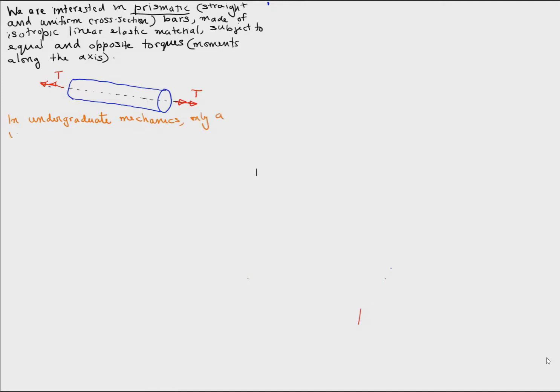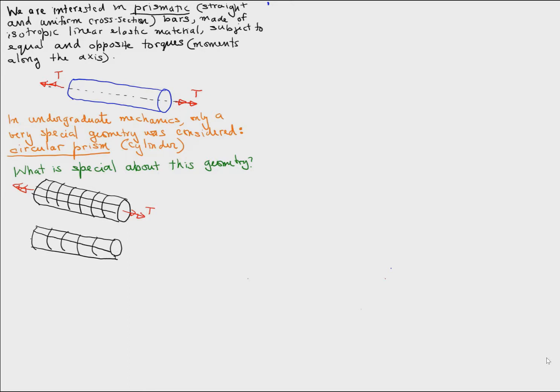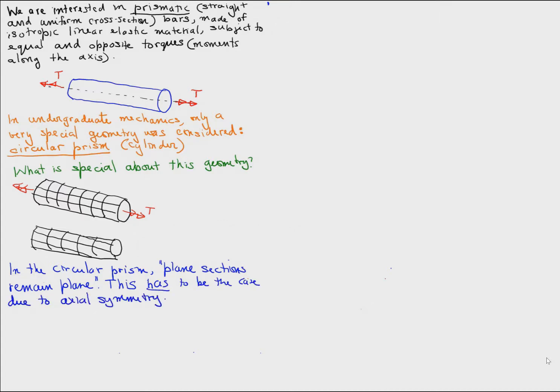In undergraduate mechanics courses, only a very special cross-section bar was considered, namely a circular cross-section or a cylinder. What's so special about a circular geometry? So if we draw a grid like this on the surface of the cylinder and apply a torque, we see that what was circles has to remain circles after application of the torque because of the axial symmetry of the bar. The circles cannot get distorted.